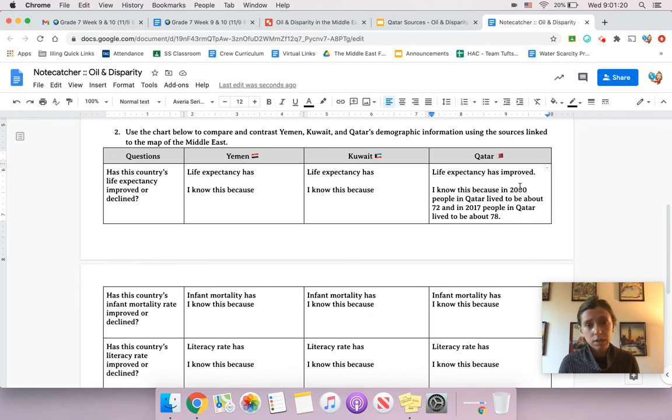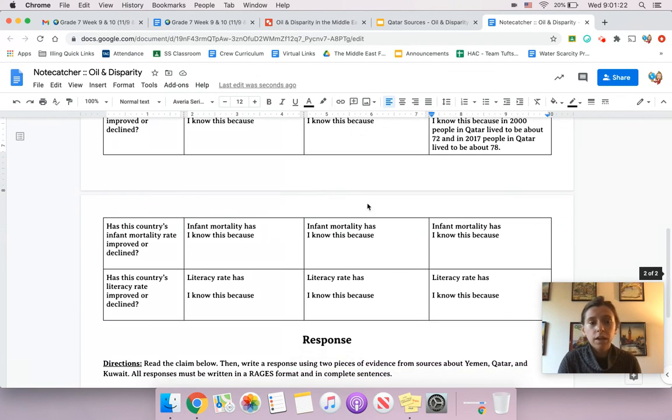But be careful with some of these. For example, infant mortality, you want to see that number go down if it's improving, right? Because that means fewer children are dying before their first birthday, which would be a good thing.